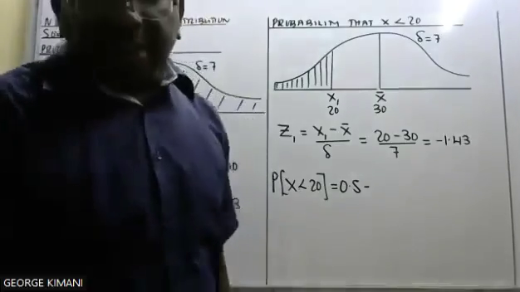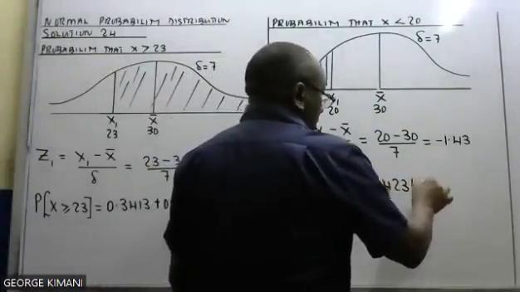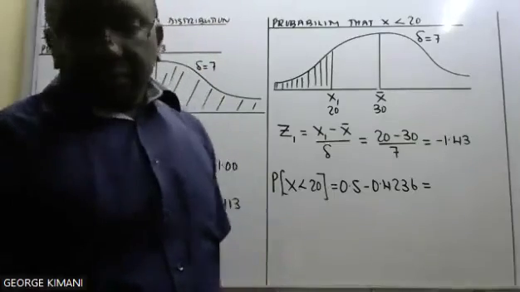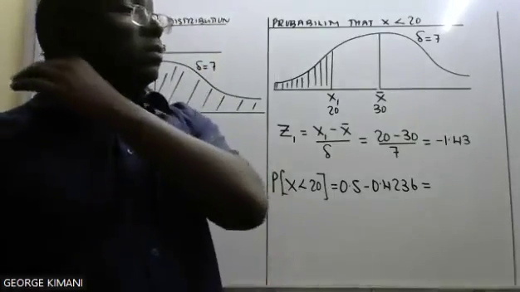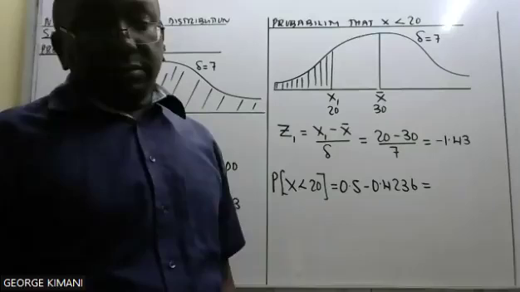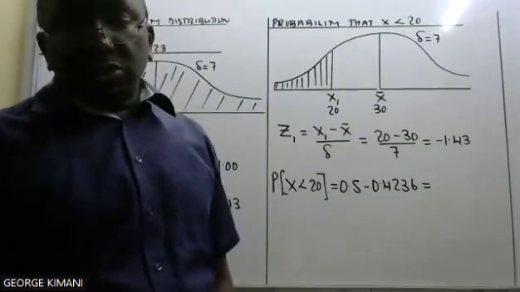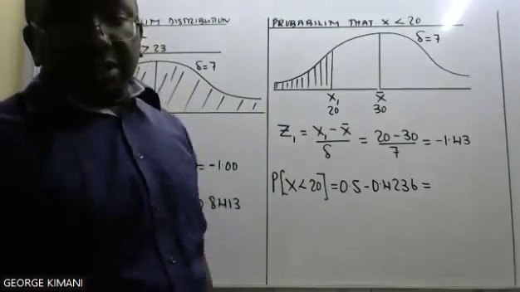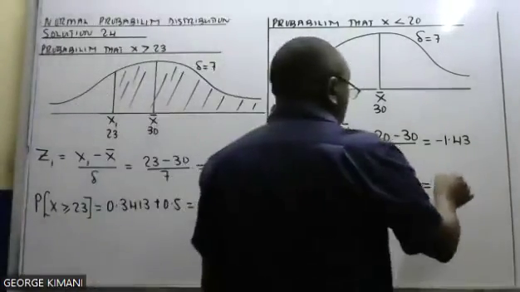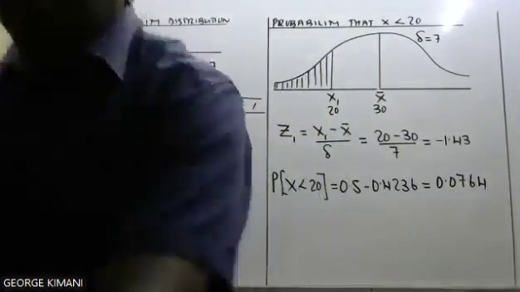Yes, I can see the others, 0.4236. So subtract now and give me the answer. Subtract and give me the answer now. Yeah, I have the first response, the second, and I'm waiting for the third now. Good, 0.0764. That is the probability that you are less than.